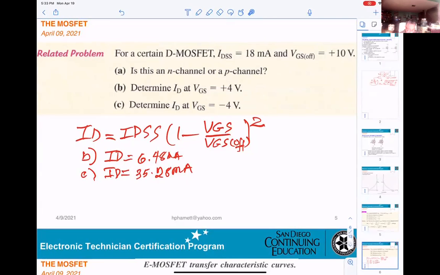So the same formula will be applied: IDSS times 1 minus VGS over VGS off, squared. Okay, for the positive 4 volt, we do the calculation, we get 6.48 milliamp. And for minus 4 volt, we get 35.28 milliamp.